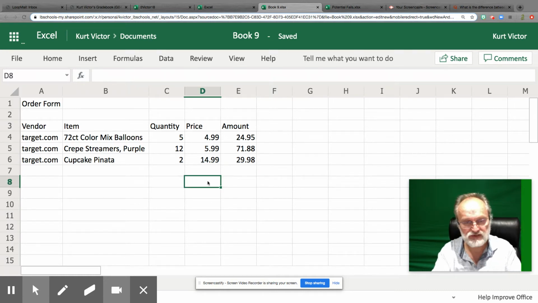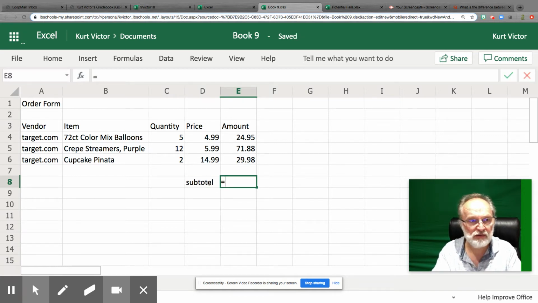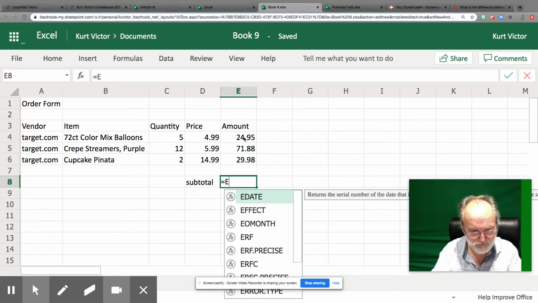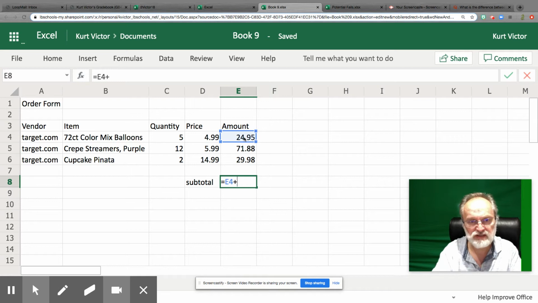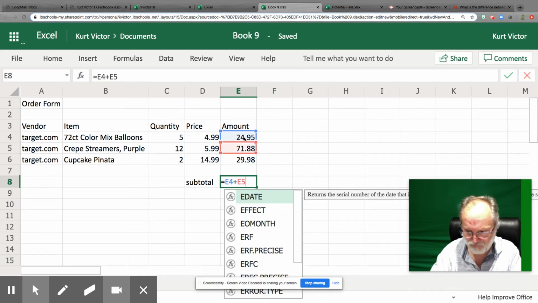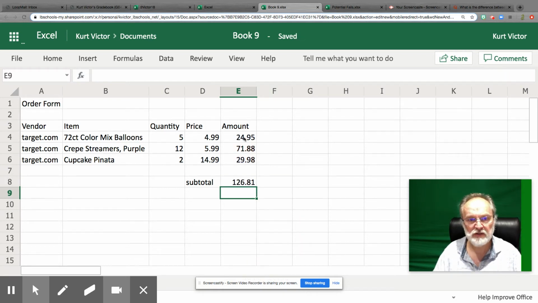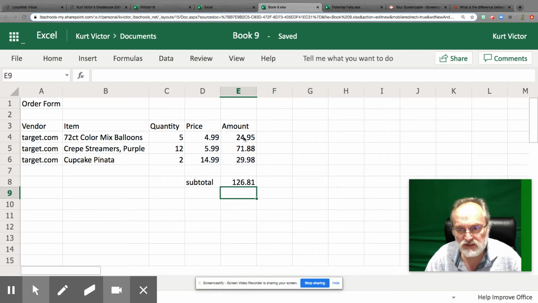All right, so what is this going to add up to? Well, let's come up with a subtotal, and let's add these together. So we're going to add together this amount here, which is in cell E4, plus the amount in E5, plus the amount in E6. Fortunately, it's color coding the cells to help us with the formula, and our subtotal is going to be $126.81.